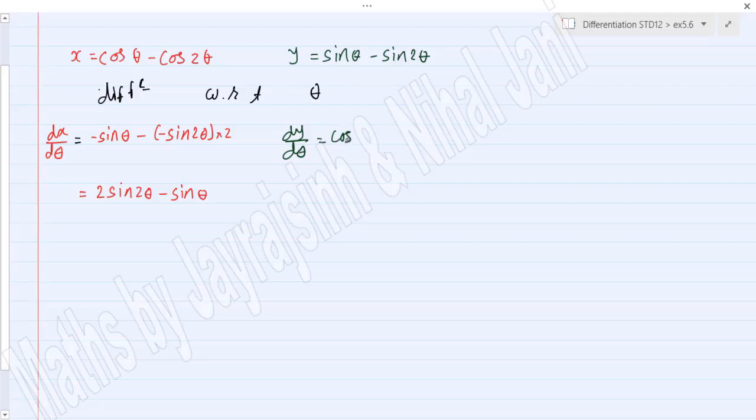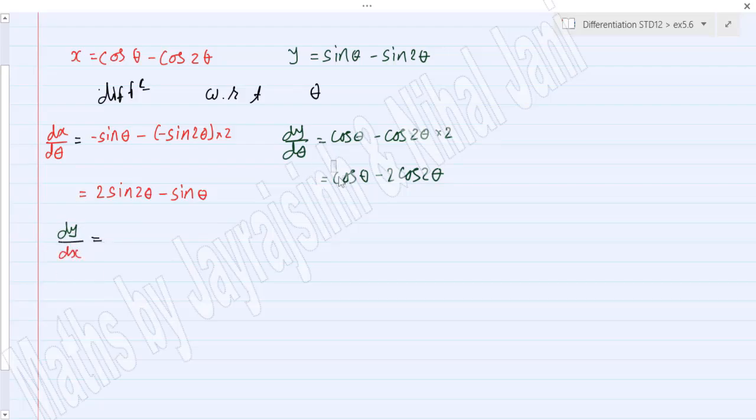Sin theta will be cos theta, and differentiation of sin 2 theta will be cos 2 theta into coefficient of our variable, which is 2, which is equal to cos theta minus 2 cos 2 theta. Now we are ready to get dy by dx.